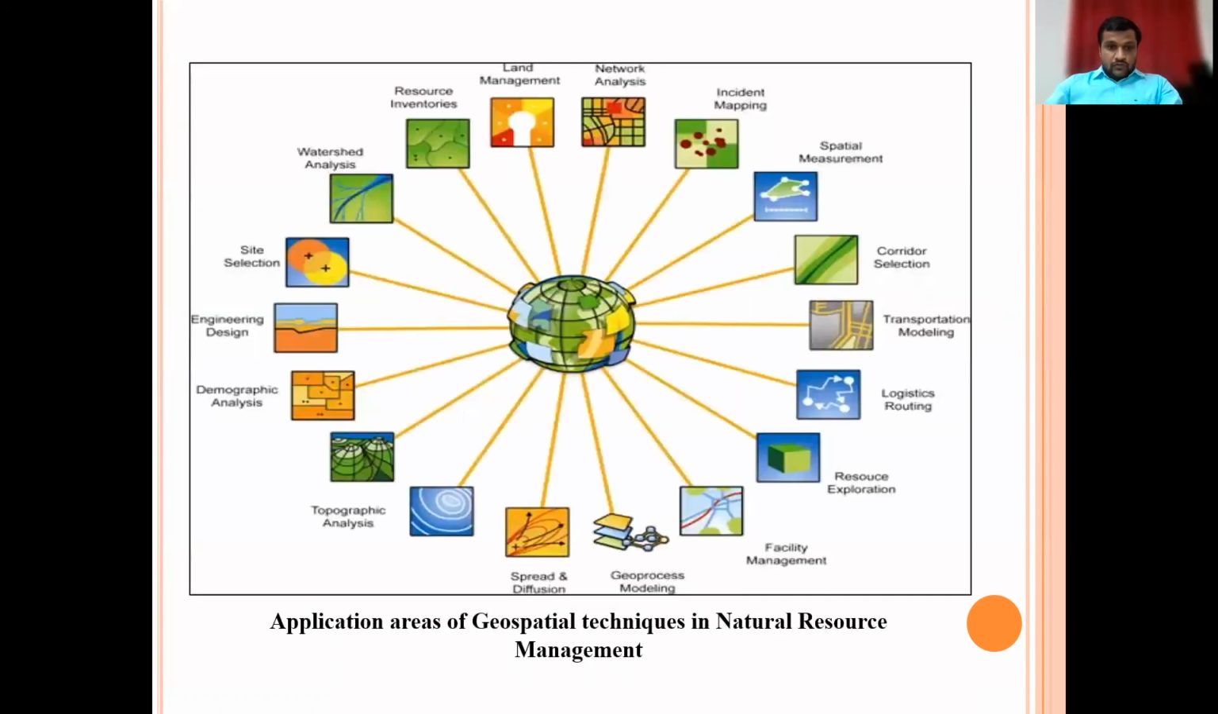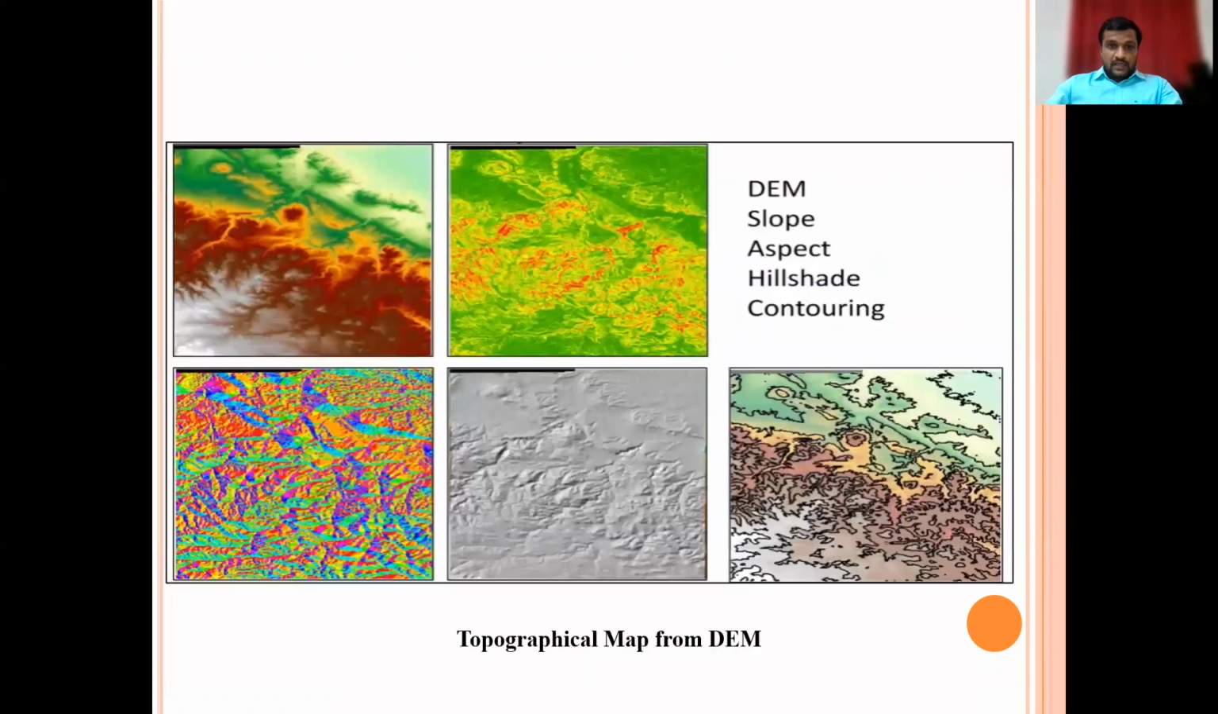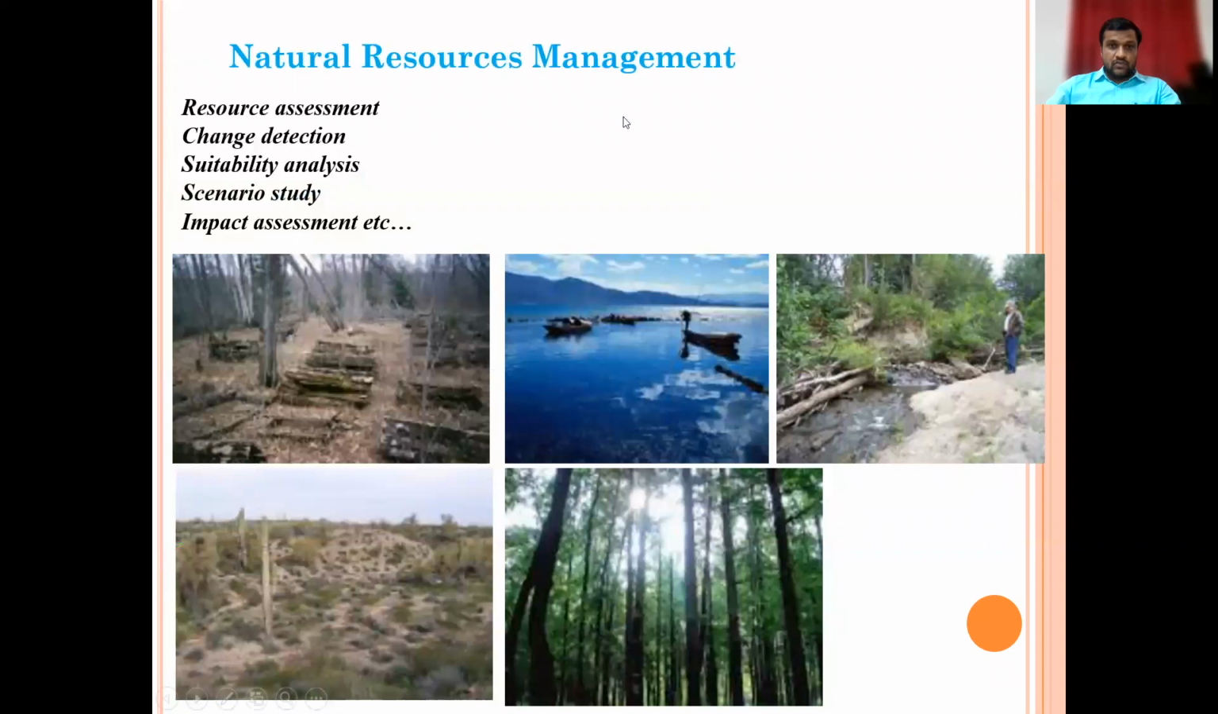Okay, so these are some application areas of geospatial techniques in natural resource management and monitoring. We can also use GIS and remote sensing approach for topographical analysis, for making the topographical map of any study area that will have the elevation values and the information about slope and aspect. Contour mapping can be done using GIS, and hillside analysis can also be done using GIS and remote sensing. Natural resource management includes the assessment of different resources and different environmental factors. Change detection can be done to analyze and monitor the ongoing changes over the land surface.